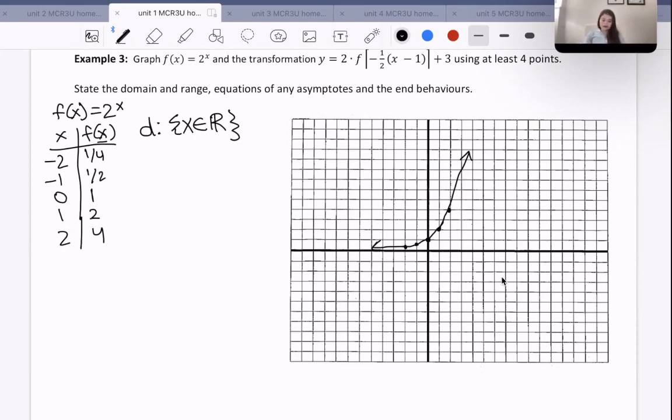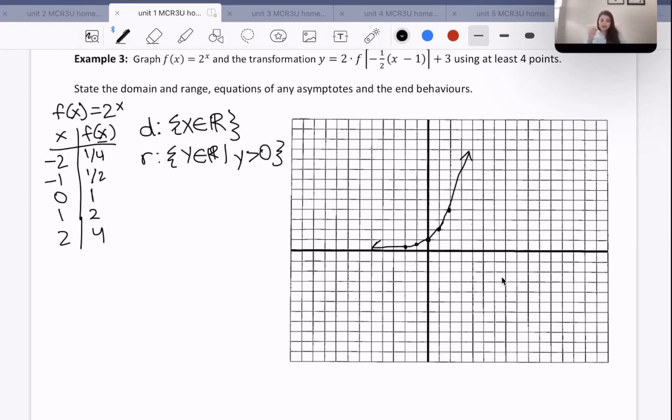Now, what about the range? For the range, the question is: are we able to span all of y as well? If I put in any real number for y, or for f of x, is it true that there's some 2 to the power of x value that can get us there? And this is not true. y must be strictly greater than 0, not greater than or equal to.